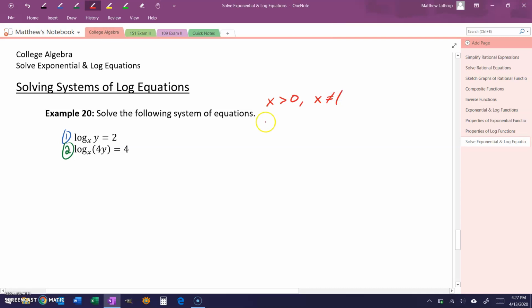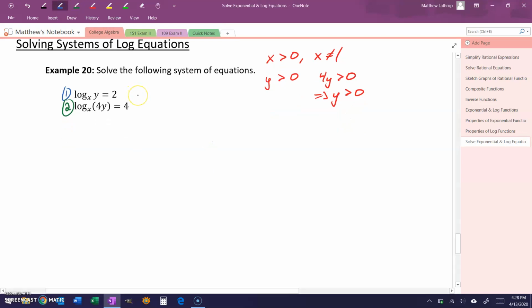We also have restrictions on y. Since y is contained inside that log function, y has to be greater than 0, and 4y has to be greater than 0, which still just gives us y has to be greater than 0. So whatever values we come up with, both x and y have to be strictly positive, and x can't be equal to 1.